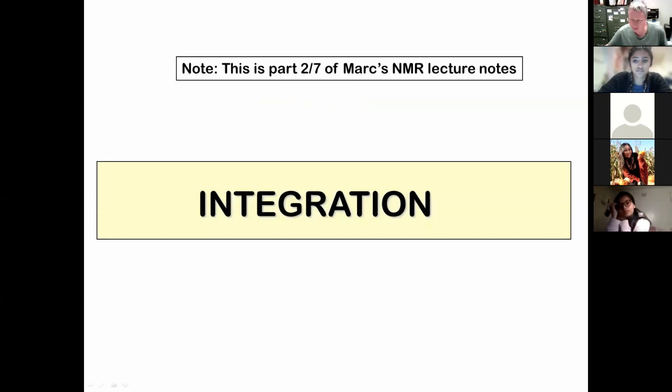All right, so we're into number 2, and some of these are like 3 or 4 slides long, but there's a couple things we've got to talk about. One of them is called integration. One of them is going to be called chemical shift, which is kind of like the position on the axis, the X and Y axis. There's a couple other little things, but integration is the first thing.